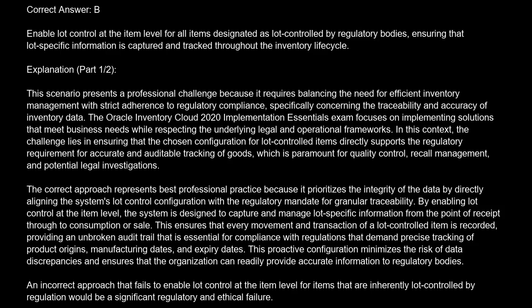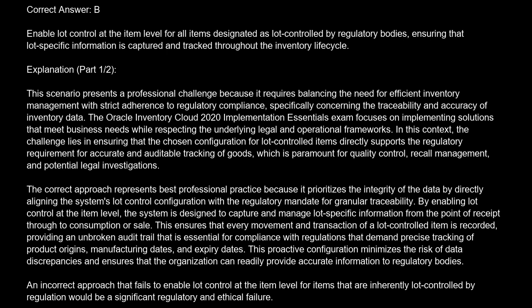The correct answer is B. Enable lot control at the item level for all items designated as lot controlled by regulatory bodies, ensuring that lot-specific information is captured and tracked throughout the inventory lifecycle. Explanation. This scenario presents a professional challenge because it requires balancing the need for efficient inventory management with strict adherence to regulatory compliance, specifically concerning the traceability and accuracy of inventory data.